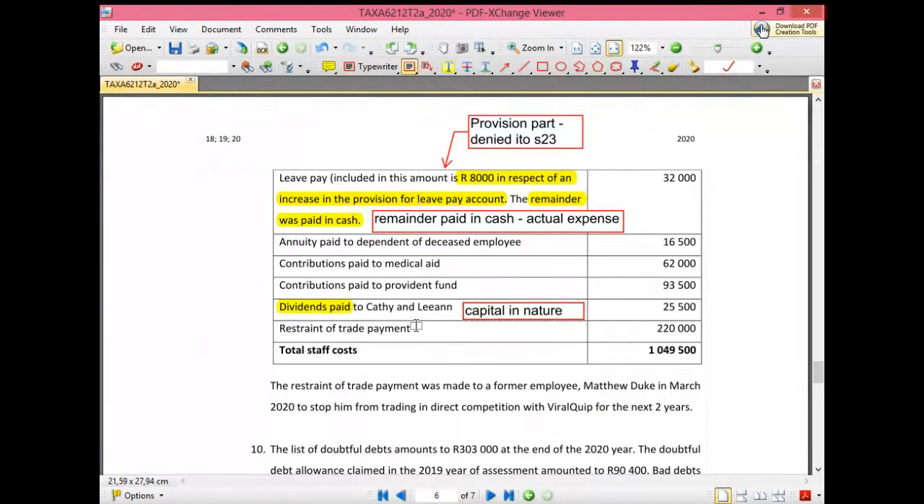And then restraint of trade payment, we have to look at the longer of 3 years or contract period when we work out the deduction. So let's see what they say in the next paragraph. They tell you that the restraint of trade payment was for a former employee to stop trading for the next 2 years. So that means we use 3 years when we do the calculation.